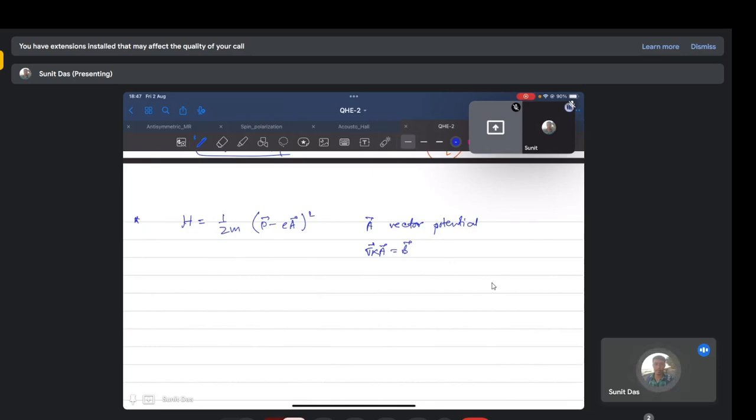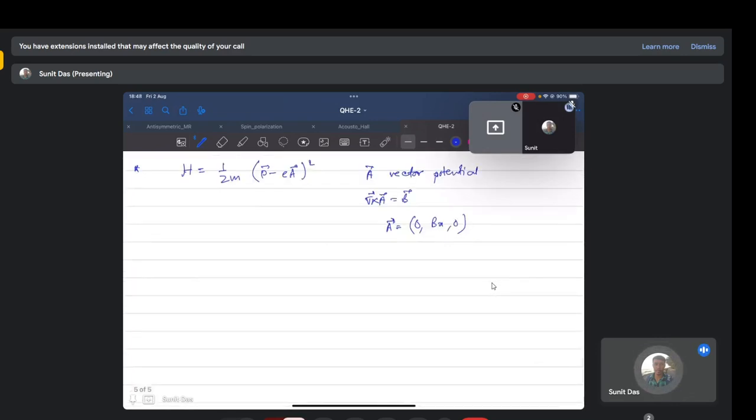and we chose the Landau gauge, or the form of A is simply B x y-cap, or we don't need to write 0, right? That was our form of the Landau gauge, and finally we solved it and have seen that the energy levels are quantized, which are given by h bar omega_B (n plus half), where n can take 0, 1, 2, 3, etc.